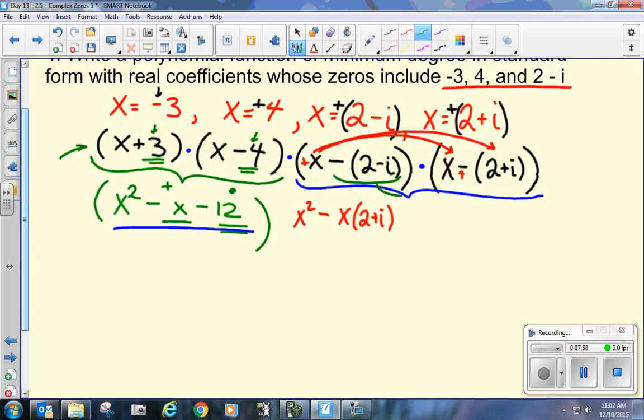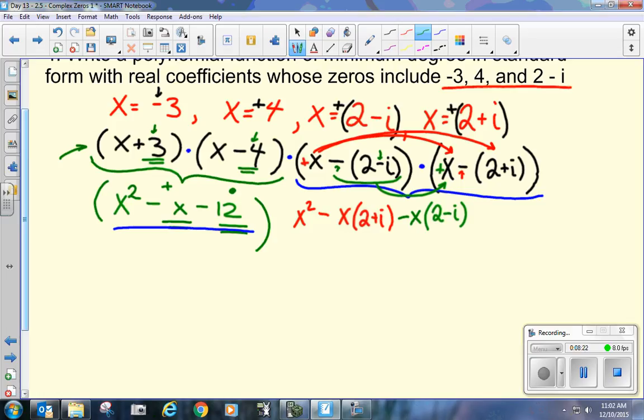Now I'm going to distribute that times x. What am I going to get? Negative x, then in parentheses, 2 minus i, right? Because that's a minus sign here. Because it's a positive x times a negative, that gives us our negative x times 2 minus i. Don't complicate it. Leave it like it is.